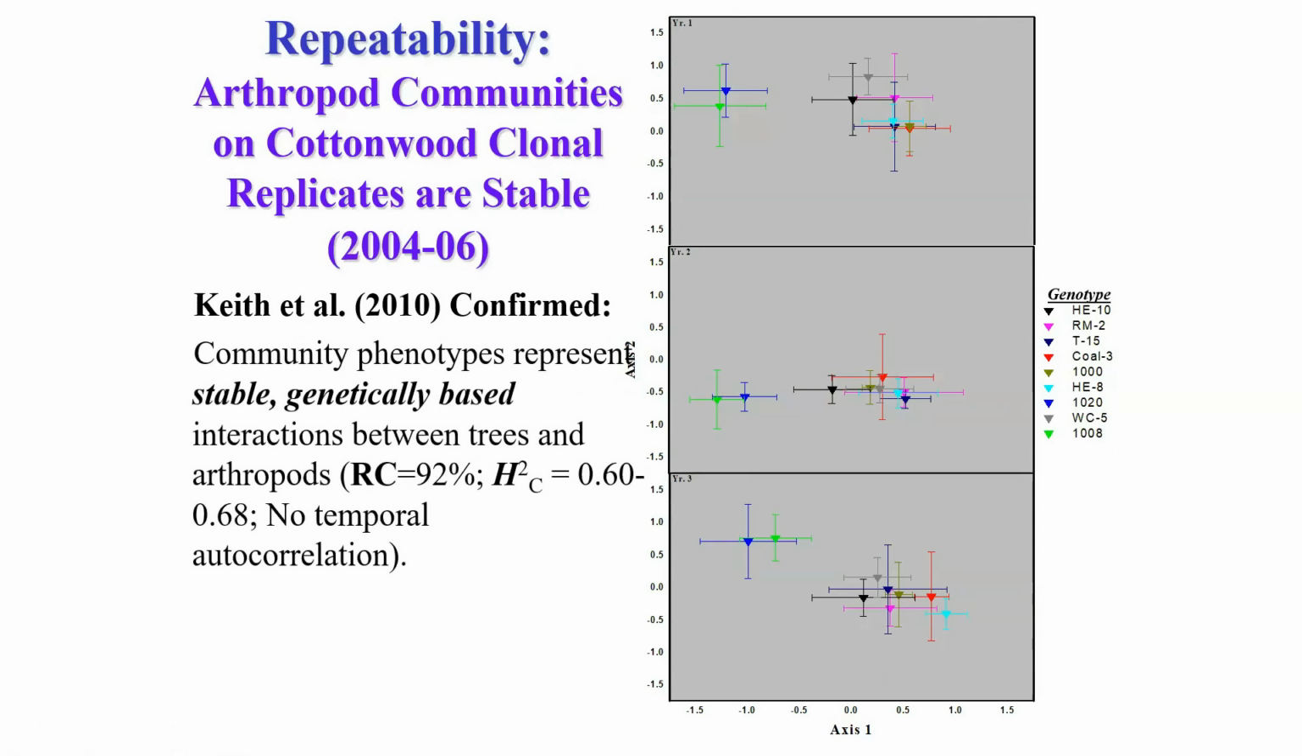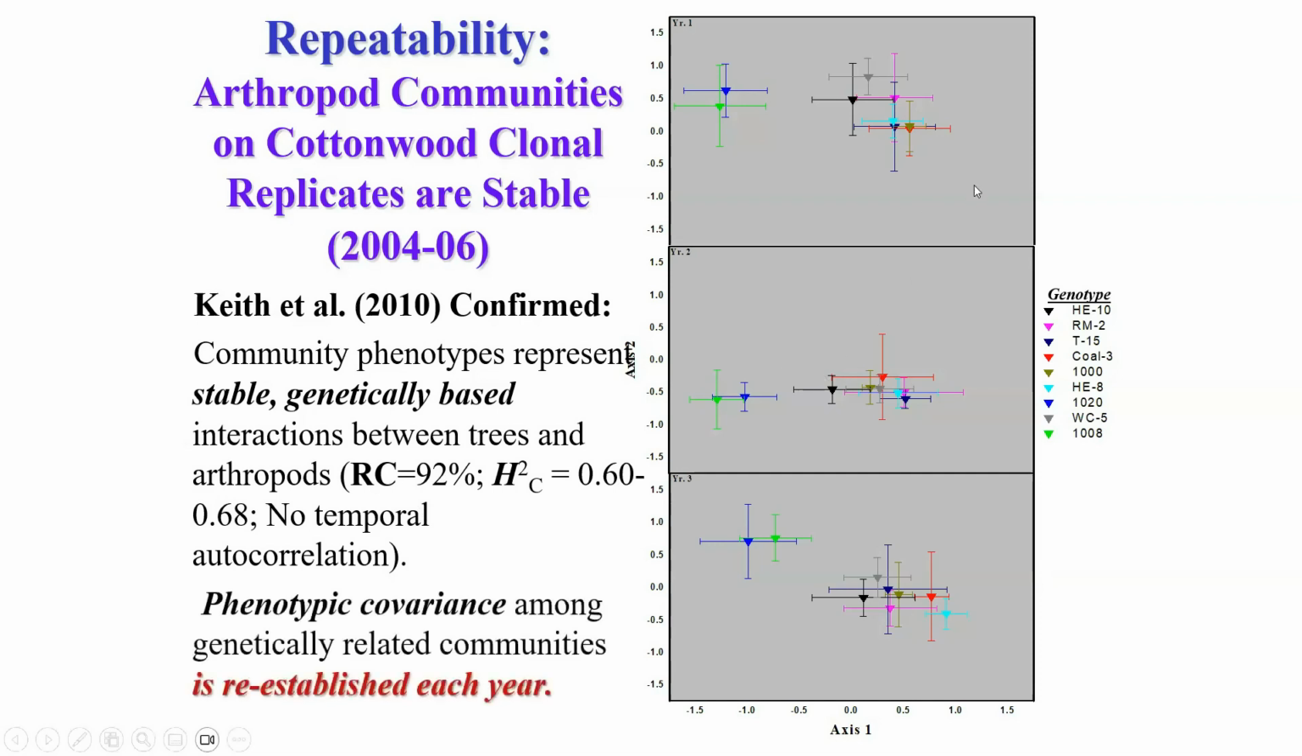They're genetically based interactions between trees and arthropods. The repeatability across these 3 years was over 92%. And the broad sense community heritability in each of these years ranged from 0.6 to 0.68. There was no temporal autocorrelation explaining these results. This was an interesting result because it showed that communities are stable from one year to the next. This is particularly interesting because, given that these communities were in northern Utah, each year leaves fall off the trees and the communities of arthropods become reestablished on those trees.